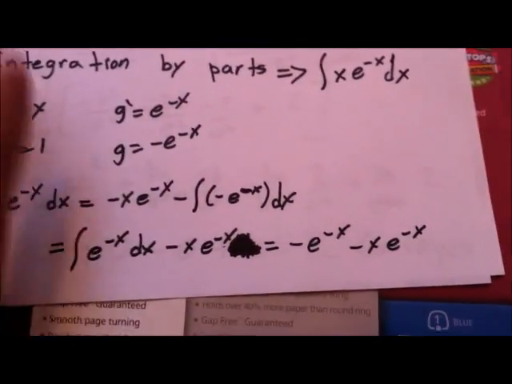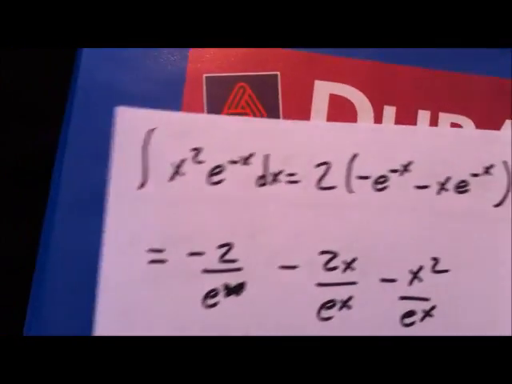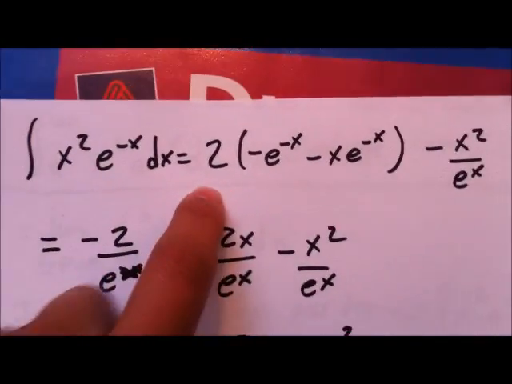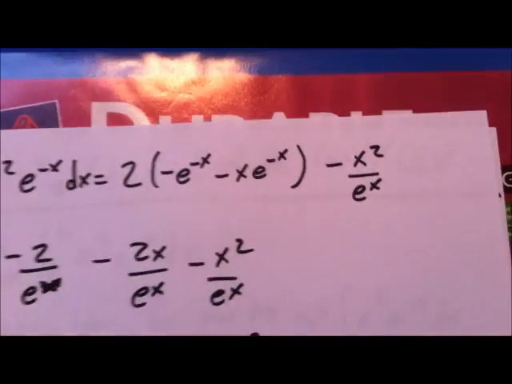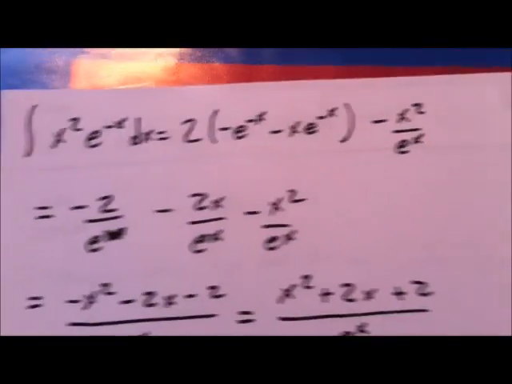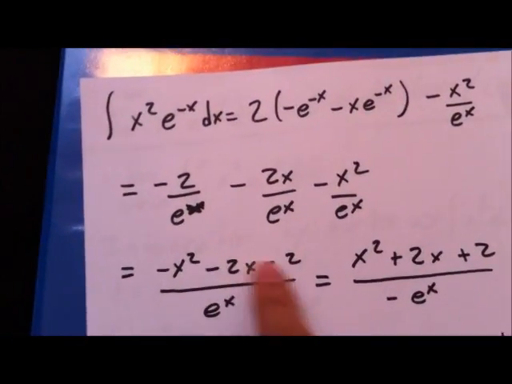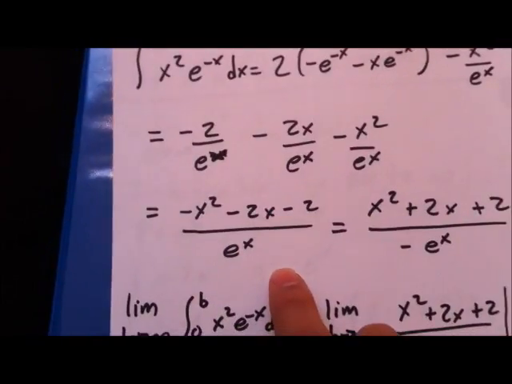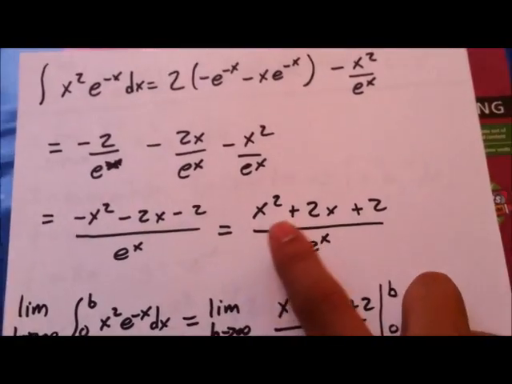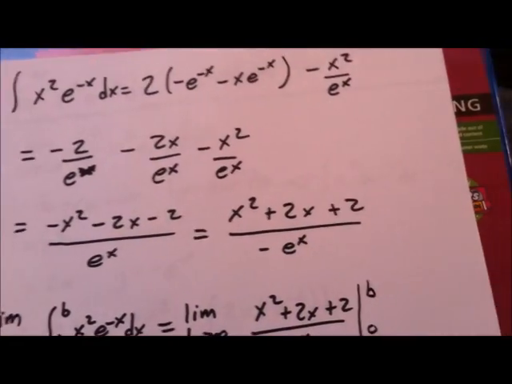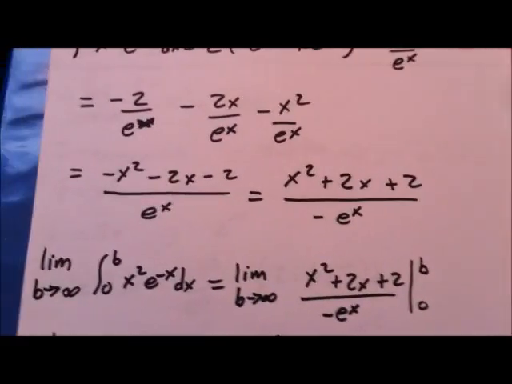We just have to plug in, and we will get that our integral will equal 2 times negative e to the negative x minus x e to the negative x, minus x squared over e to the x. When we simplify all that and combine them in a few steps, we get this final answer, which is x squared plus 2x plus 2 divided by negative e to the x.